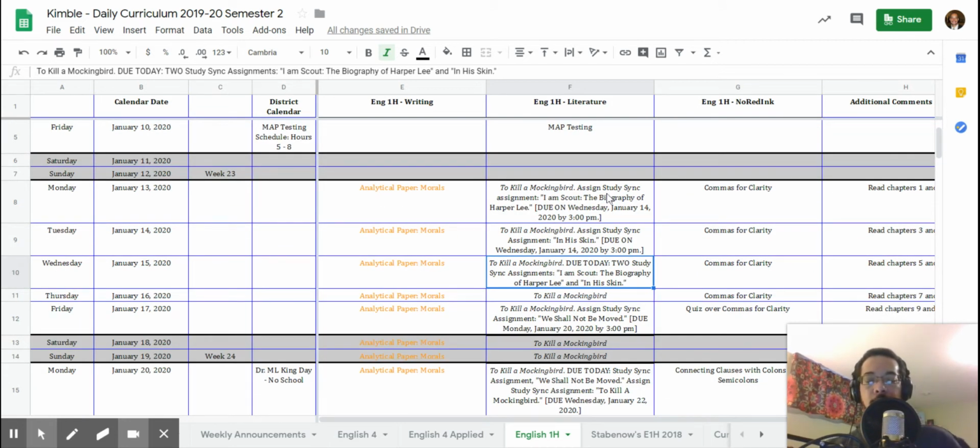Okay. So we'll go up to the literature section. We are going to be reading the book called To Kill a Mockingbird. It's one of the favorite books on campus. And of course, it's a classic literature piece, and it's one that shows up quite a bit in English classes at the freshman or sophomore level.